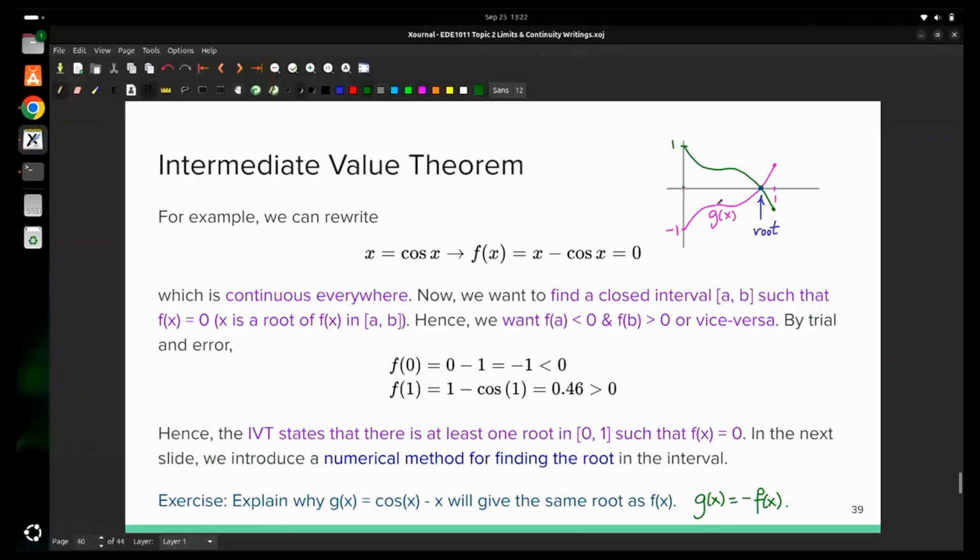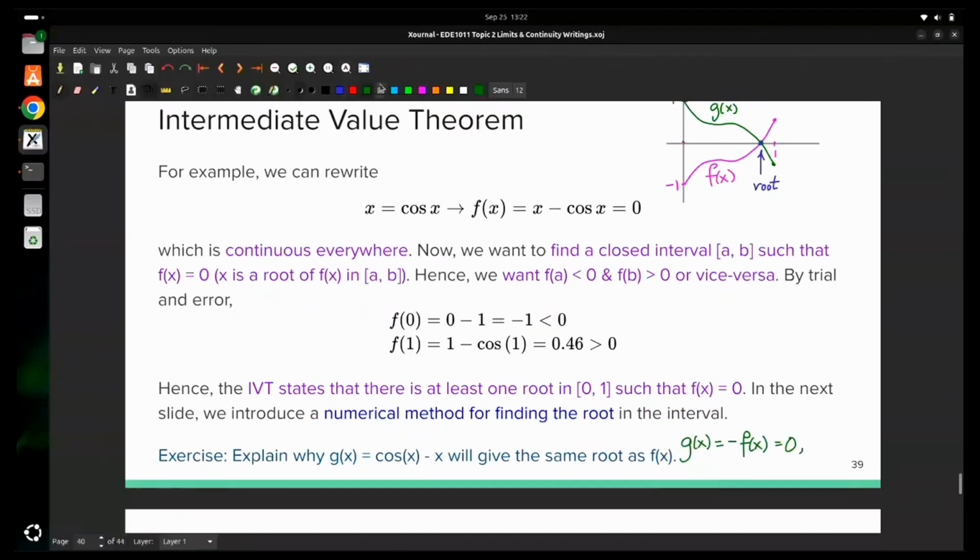So, oops, this should be f of x. The green one is the g of x. The pink one is the f of x. So you can see it's the same root. When your f equals 0, then g will also equal 0. Because when f equals 0, g also equals 0, that means the root x must be the same.